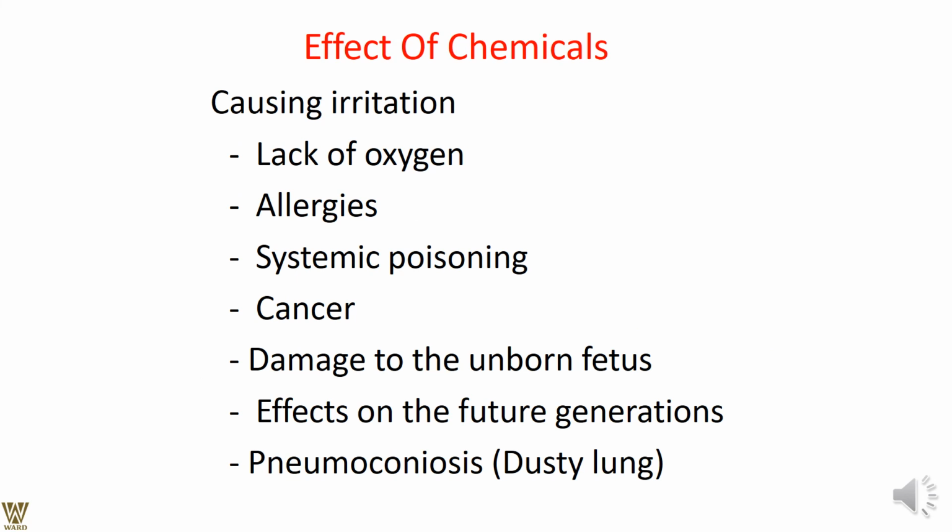So the effects of chemicals, what happens? It leads to allergies, systemic poisoning, cancers, damage to the unborn fetus. Now this is the child which is yet to be born. So probably there might be complications in the birth. Well and good, probably this can be helped to a certain extent. But what happens if the fetus is abnormal in nature? Probably there are certain numbers of limbs coming up, there are certain organs that are not being properly developed. So there are damages because of the exposure to the chemical.